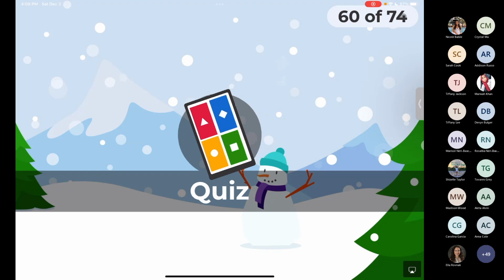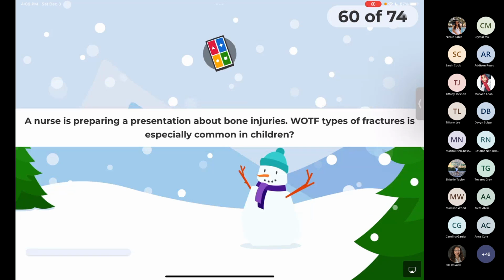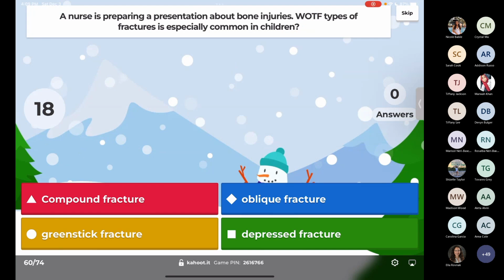Congratulations, Addison, 18 streak. A nurse is preparing a presentation about bone injuries. Which of the following types of fractures is especially common in children?